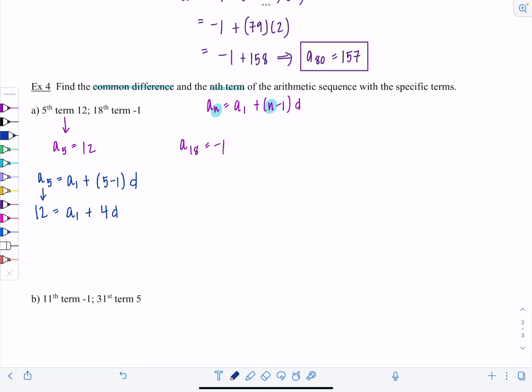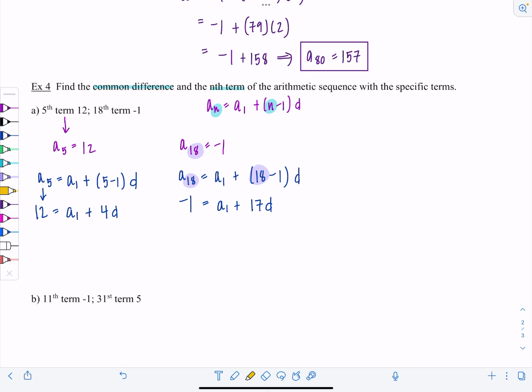Okay, so let's repeat the process now with the fact that the 18th term is -1. So that means a sub 18 is equal to a sub 1 plus n minus 1, in this case n is 18, minus 1 times d, right? N is 18, look at the subscript, that's n. And what did they tell me the 18th term was? They told me it was -1. So -1 equals a1 plus 17d.